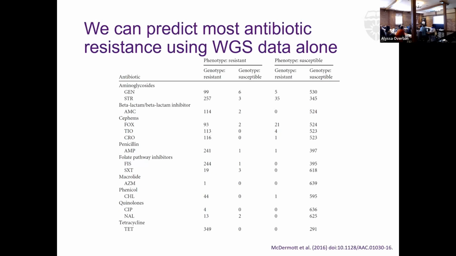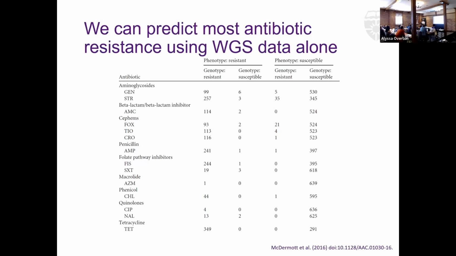But from a discovery perspective, I'm looking at the other columns. I'm looking right here. There were 6 isolates that were phenotypically resistant, but had no known recognizable gentamicin resistance gene. To me, that points at the opportunity for discovery, right? That's where I want to be.